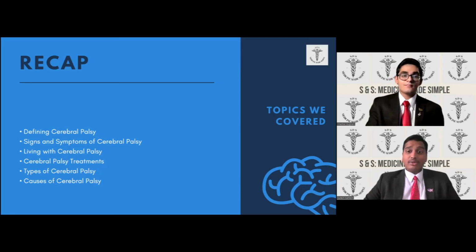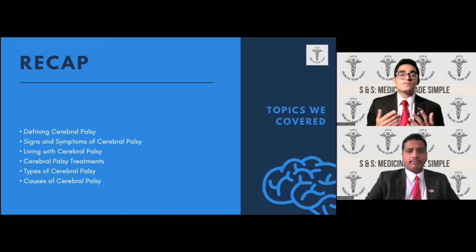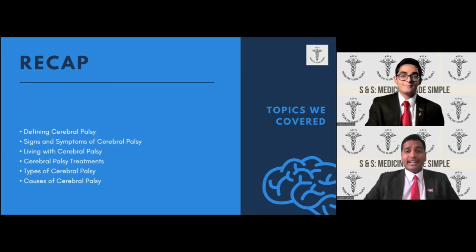Thankfully, there are some treatments for cerebral palsy, including physical, occupational, and speech therapy, as well as various drugs and even surgery. There are some different types of cerebral palsy, and spastic CP, which causes paralysis, is the most common. And finally, we concluded by discussing some of the causes of cerebral palsy, primarily genetics, but also blunt force trauma to the head, and even infections before and after pregnancy.